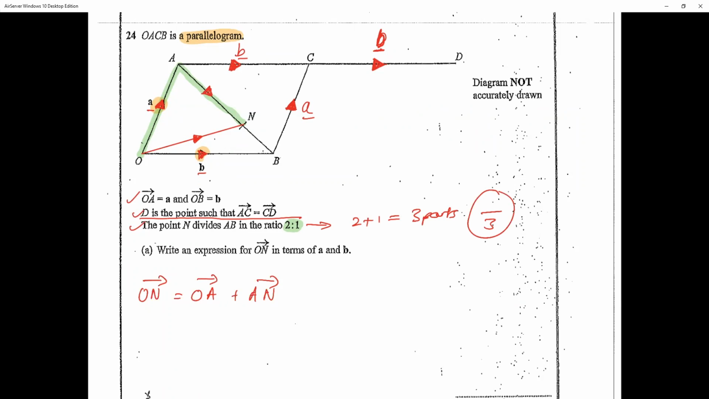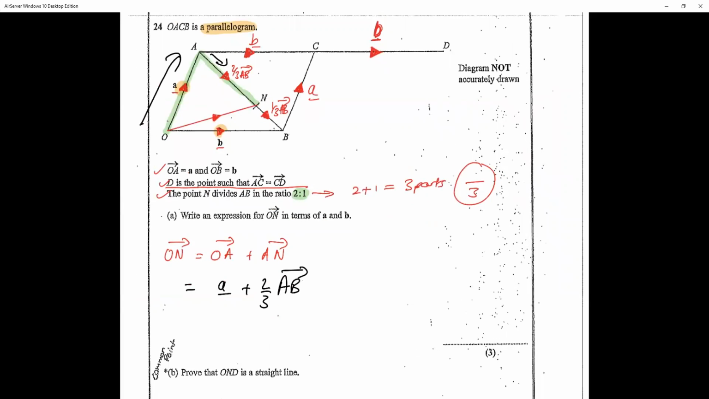So the first part here is going to be how many thirds? That's going to be 2/3. So 2/3 of AB. Yeah, and this bottom one will be what? 1/3 AB. Fantastic, lovely. Okay, let's start putting some more layers of the maths on there. So what is O to A then? It's going to be A. And what's going to be A to N then? That's going to be 2/3 of A to B.